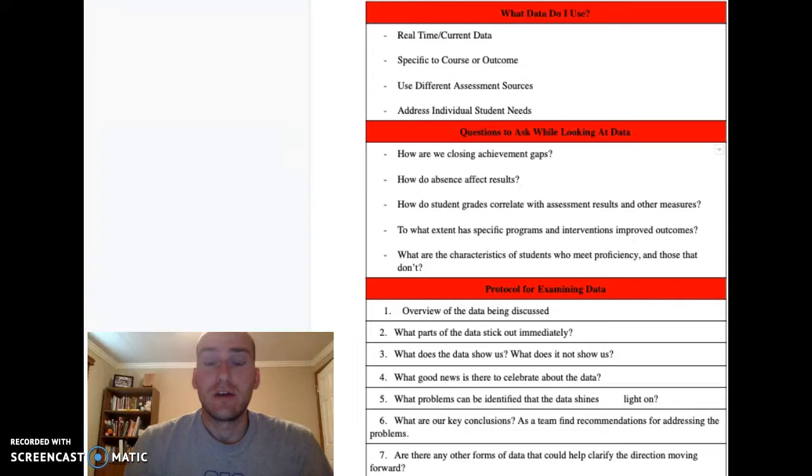The data protocol I used was a simple, basic protocol to just show my staff, my teachers, the basics of data and how to use it. Also, what questions to look at while analyzing data, and then also a protocol for collaborative discussion as we're looking at some outcomes that we want, some data that we're looking at.